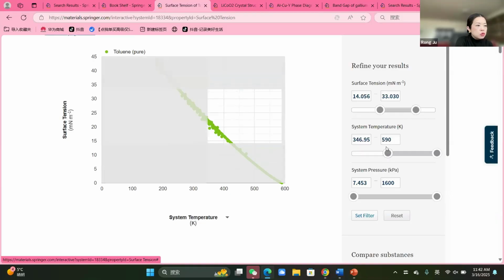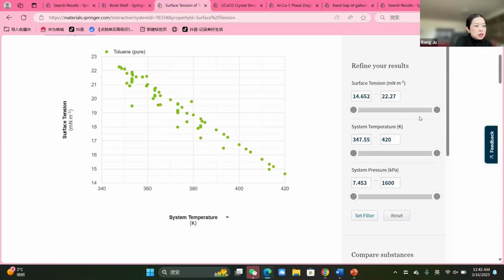We also have this interactive functionality. You can decide, I want to zoom in. Maybe I just want to look at this small window. Then we can zoom in with this slide bar. Or, you can always go back to the original full curve.